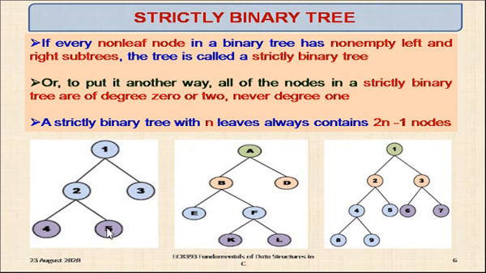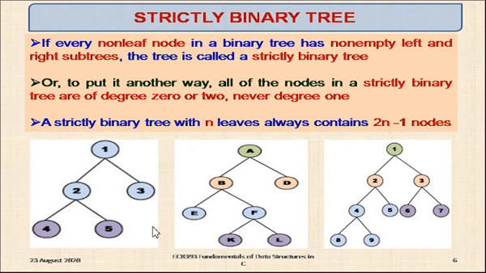Three leaf nodes are there in this tree, whereas non-leaf nodes are 1 and 2. If every non-leaf node in a binary tree has non-empty left and right subtrees, so 1 is having a subtree with left and right. Similarly, 2 is also having left and right subtrees. So it is called a strictly binary tree.